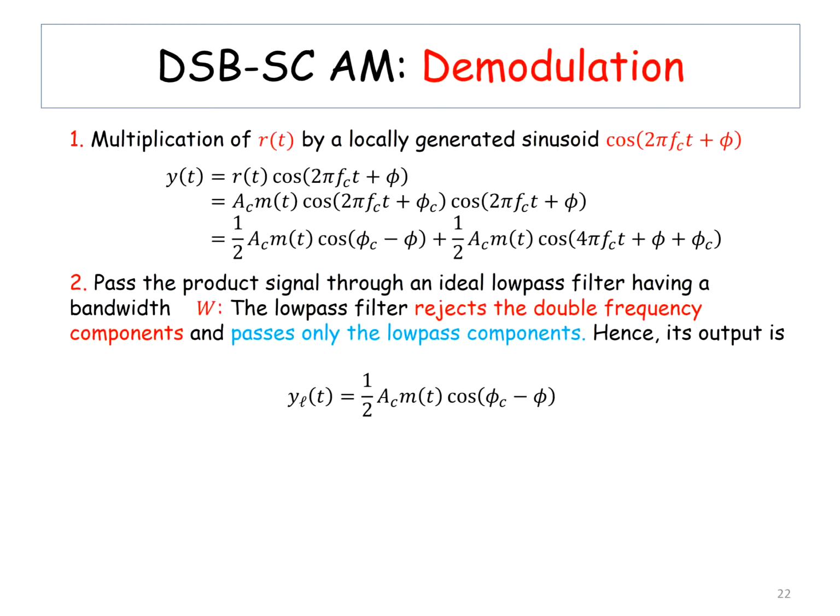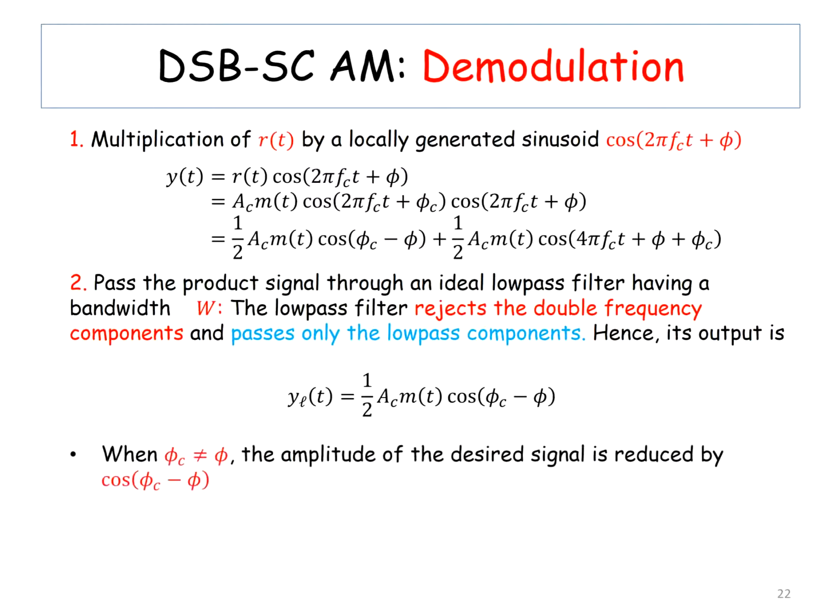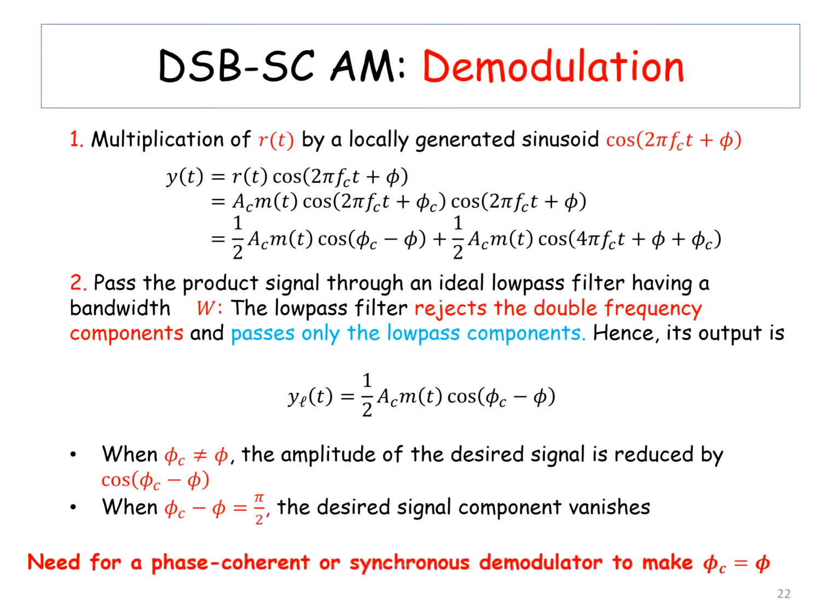Depending on this phase difference, we can identify two cases. In the first case, the carrier phase is not equal to the phase of the locally generated sinusoid, and so the amplitude of the desired message signal is reduced as a function of phase difference. In the second case, the phase difference is equal to pi over 2, and so the desired message signal completely vanishes. Based on these cases, it is easy to see that there is a need for a phase coherent or synchronous demodulator to make the phase terms equal.